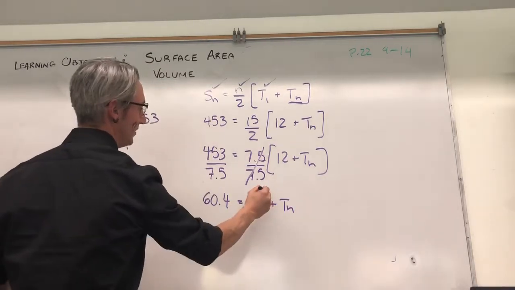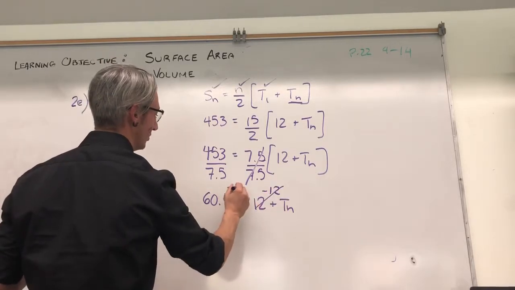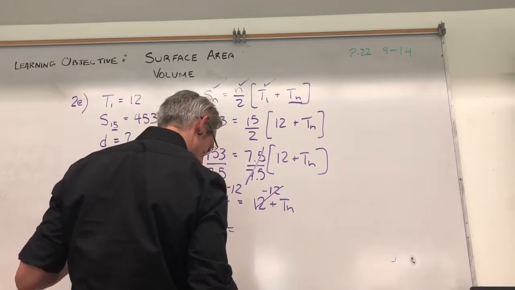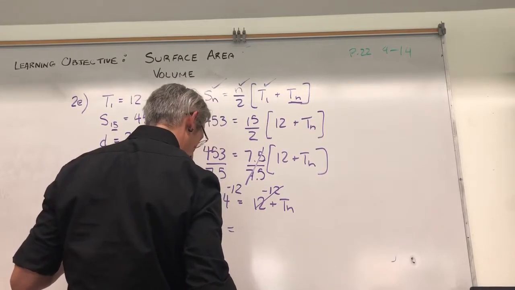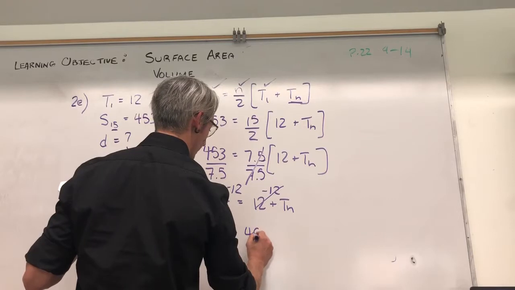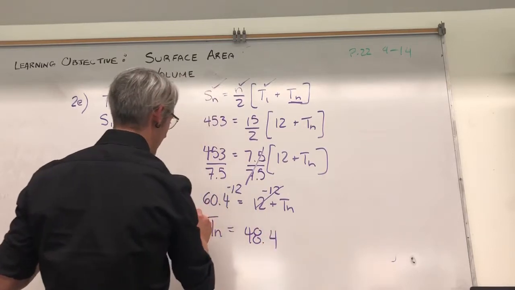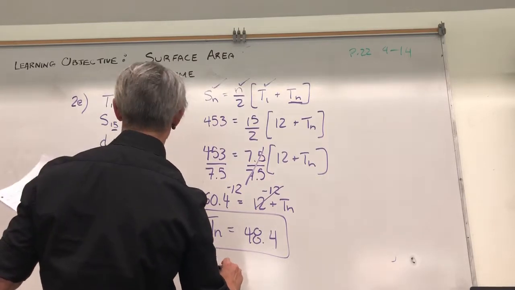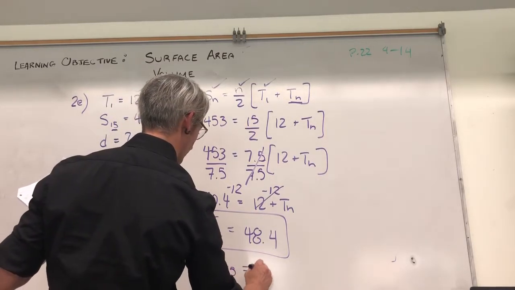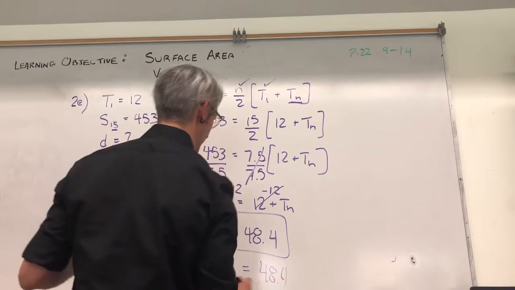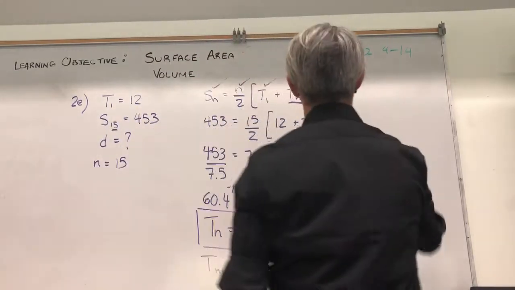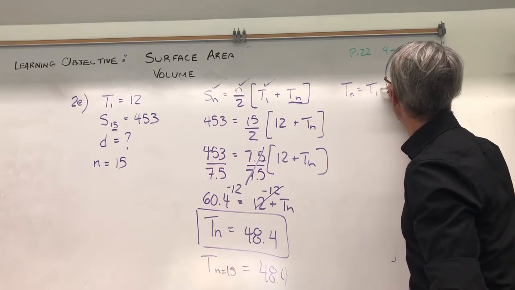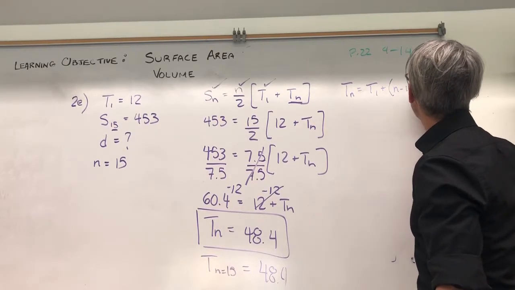Okay? Now it's easy for me to get rid of this 12 here, which I do to both sides, and I find out that tn is equal to 60.4 minus 12, 48.4. Okay? That is my value when n is equal to 15. That's my 15th term, 48.4. Okay? So now, we're going to use my equation for tn to figure out d. So tn is equal to t1 plus (n minus 1) times d.